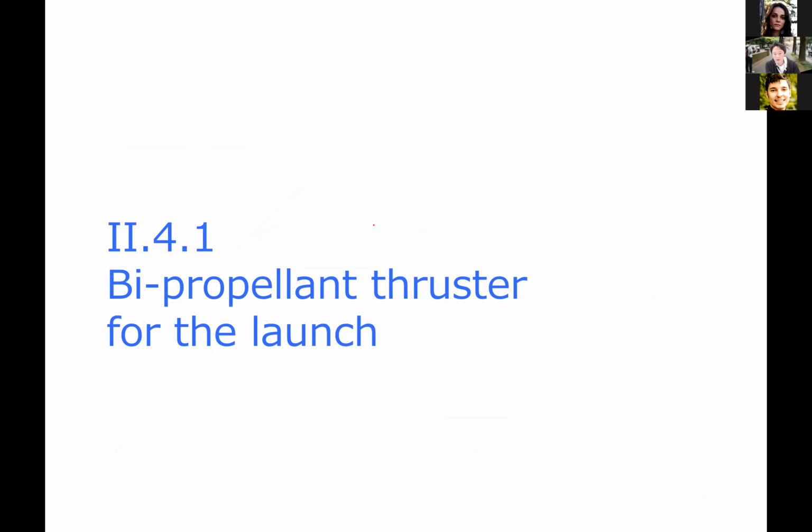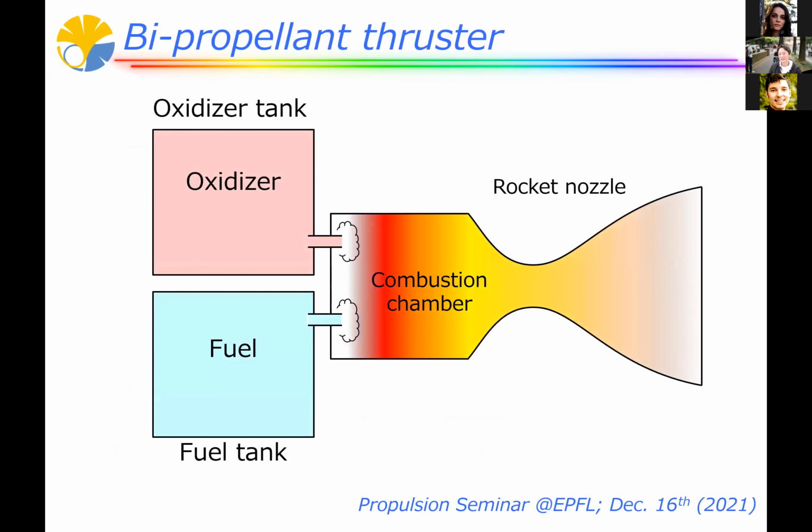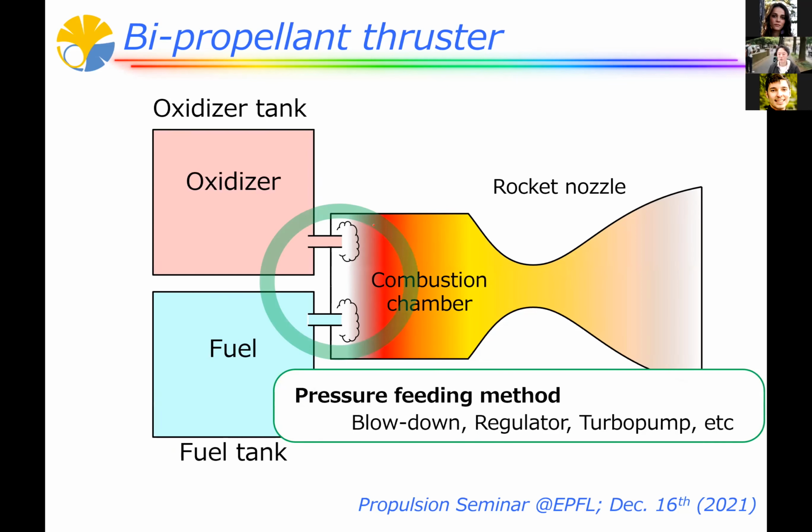so the next topic is a bi-propellant thruster. Time is consuming. So bi-propellant thruster for the launch. So first for the launch. So this is a concept of a bi-propellant thruster. We need oxidizer and fuel. And we have to mix those and combust. But first, I want to focus on this part, the feeding part.